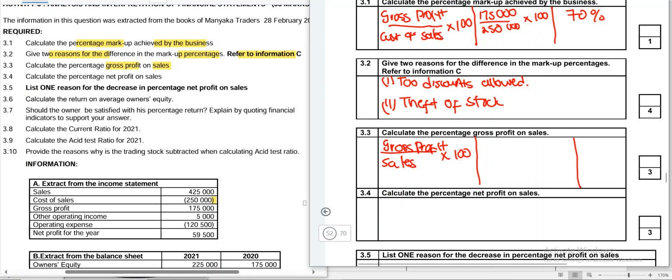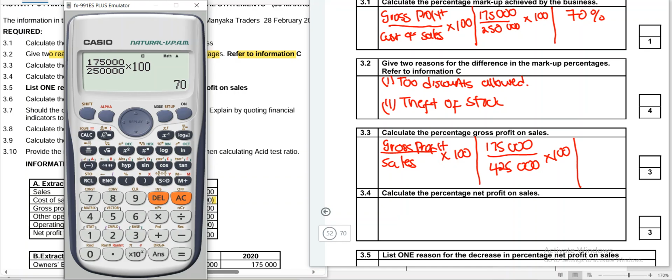So our gross profit, it is still 175,000. So we're going to say 175,000 divided by our sales, which is 425,000. So we'd say divide by 425,000, and then we multiply this by 100, and then it is going to give us the answer that we want. So remember, 175,000 divide by 425,000, and then we multiply this by 100. The answer that we're getting is 41.2%.